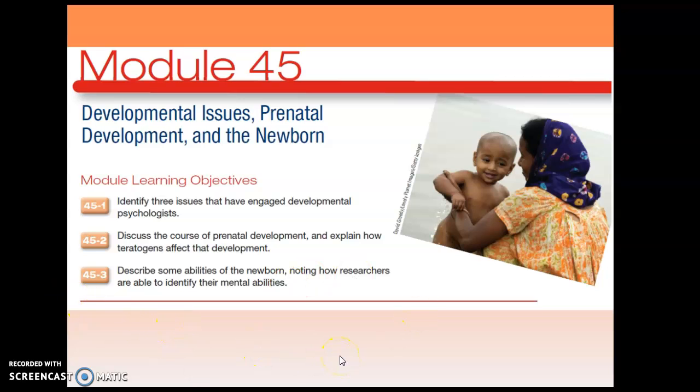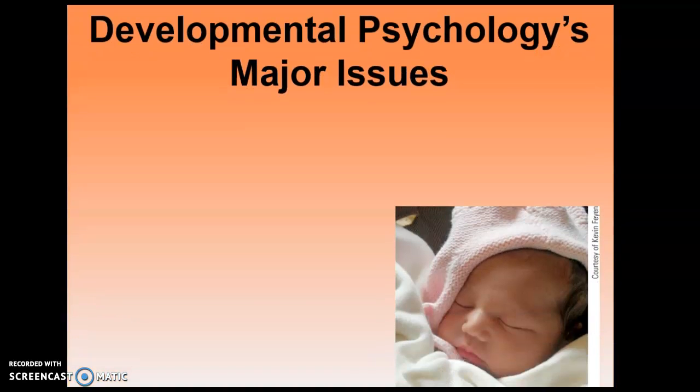Here's what you should be able to do by the end of the day, and we will quiz at the end of Module 45 today. Identify three issues that have engaged developmental psychologists. I just gave you a heads up as to what they will be, and they'll be on the leading screen, I believe. Discuss the course of prenatal development and how teratogens affect development, and describe the abilities of newborns, noting how researchers are clearly able to identify mental abilities.